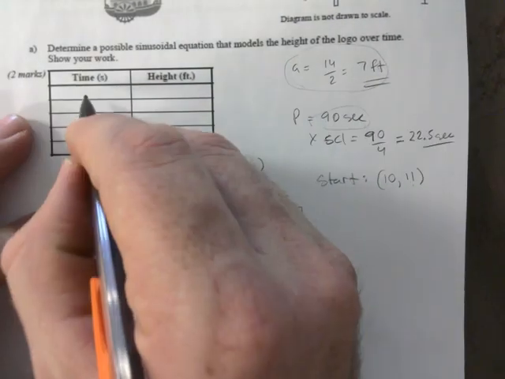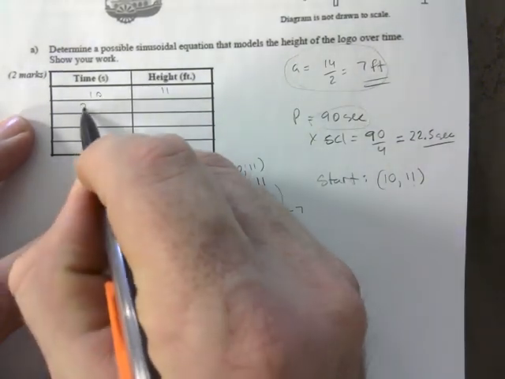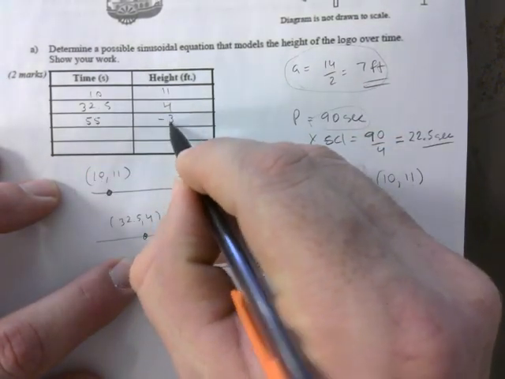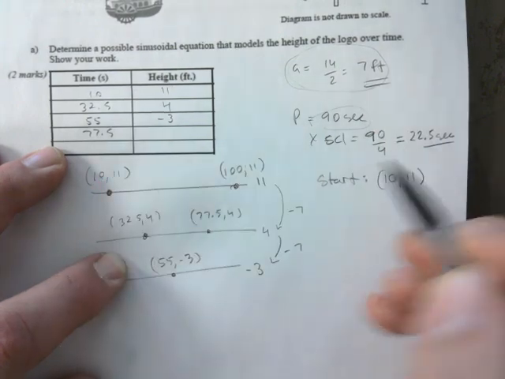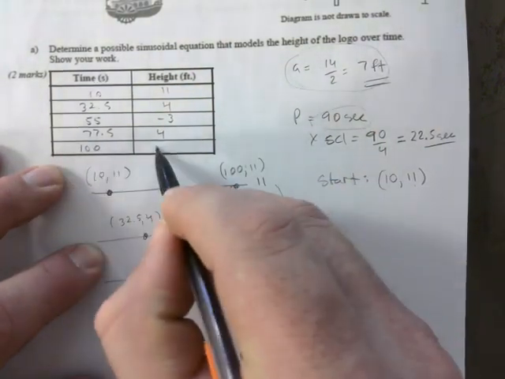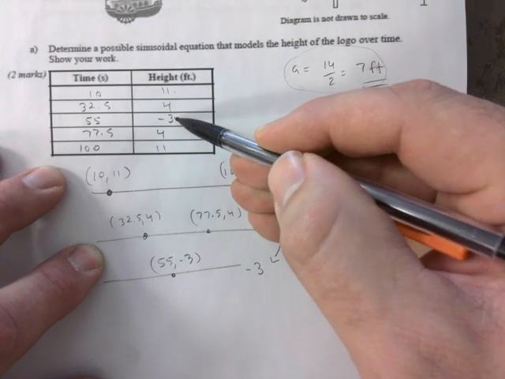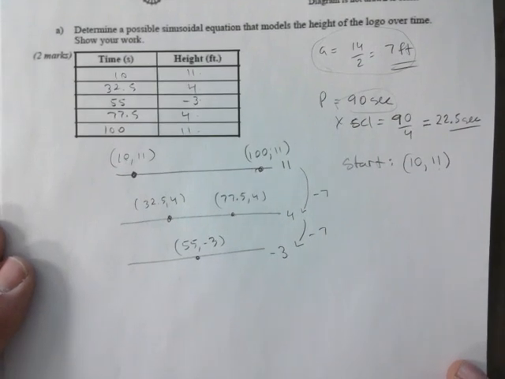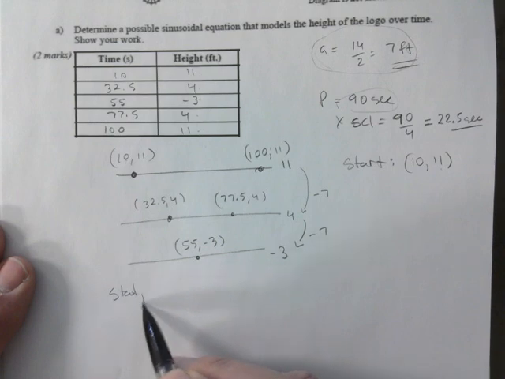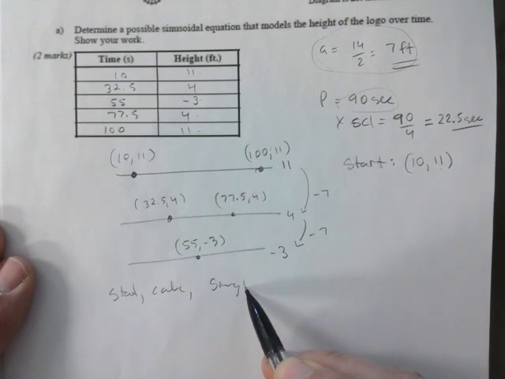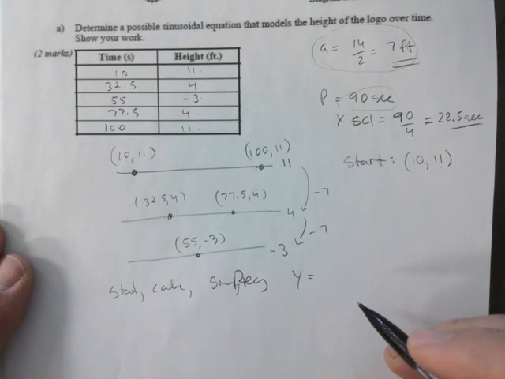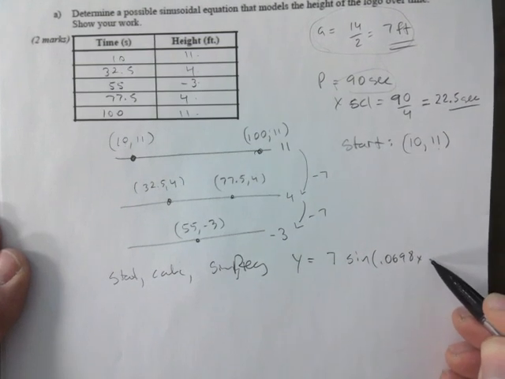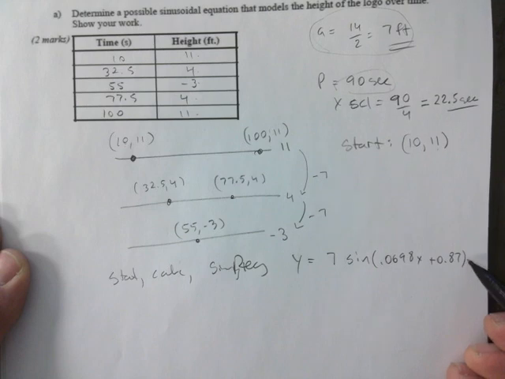You got this, right? So yeah, I would ask you to fill this in if I give you this on the test, okay? That way it's nice and easy for me to see if you got it right. And there it is. And you should see max, mid, min, mid, max, right? You see that progression there, that cycle, and then you go stat, calc, sin reg, and here I actually have the key in front of me: 7 sine 0.0698x plus 0.87, plus 4.